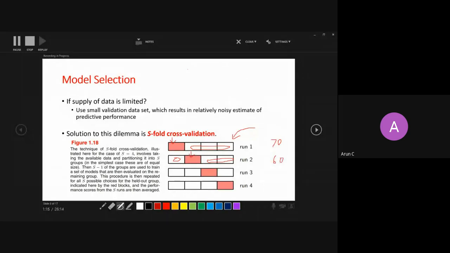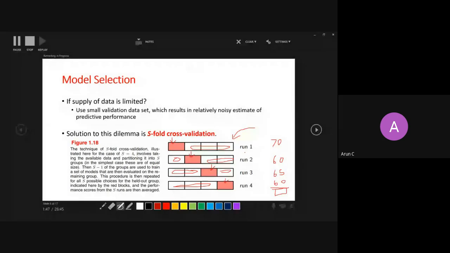Similarly, these 3 for training and this for testing, and you get, let's say, 65% accuracy on the testing data set. And similarly, these 3 for training and this for testing, and let's say you get 60%. You take an average and find out how good you are doing on average using the particular model. This way, you are not wasting anything, you are actually using every sample for training somewhere, right?